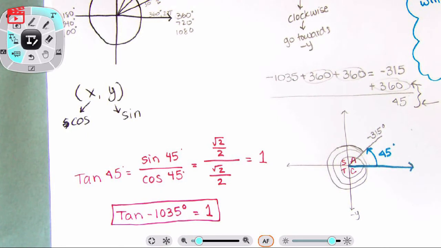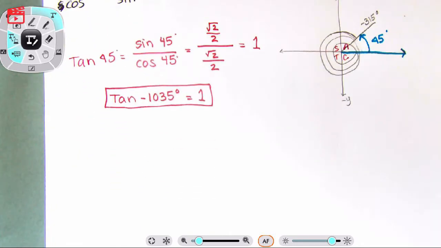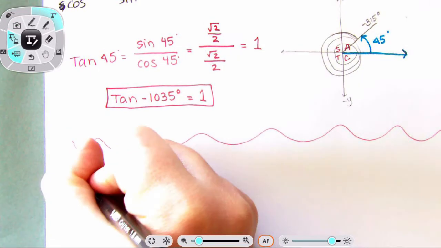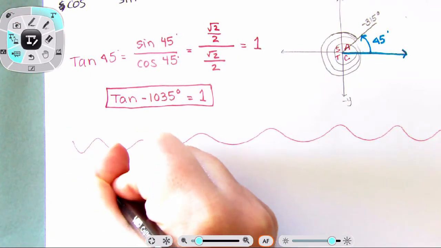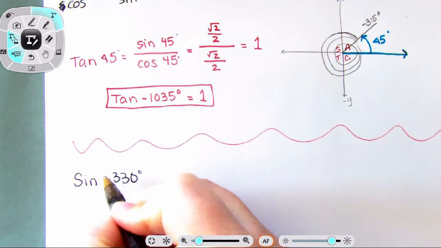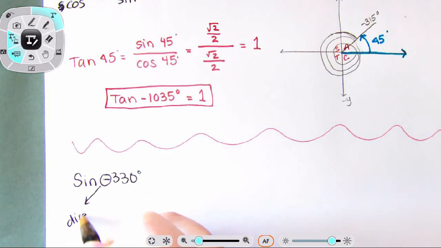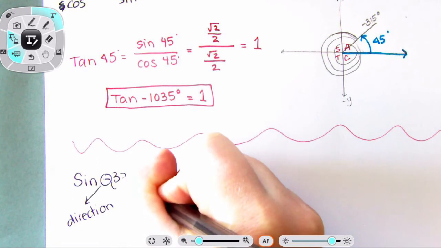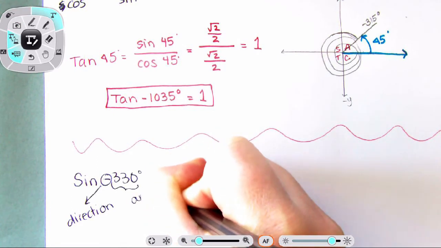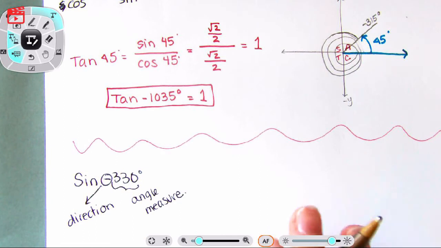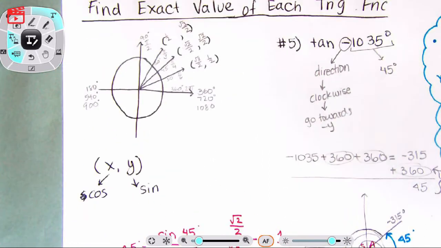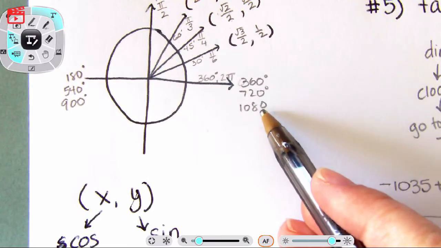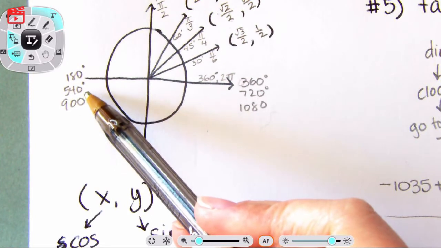Okay, let's try another one. Let's try number 6. Number 6 says same directions, but this time they're trying to get us to evaluate sine of negative 330. Again, negative tells you direction. 330 is your angle measure. Okay, here it is. This is where I asked you to do these sections. So 360, 720, 1080, 180, 540, 900.